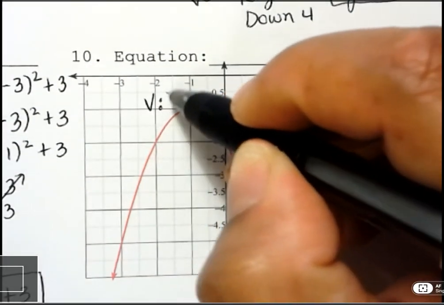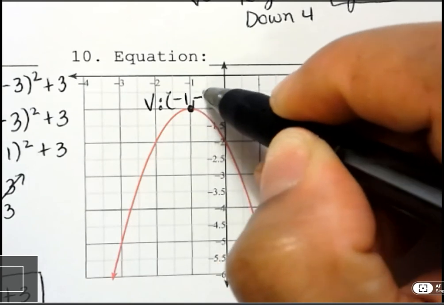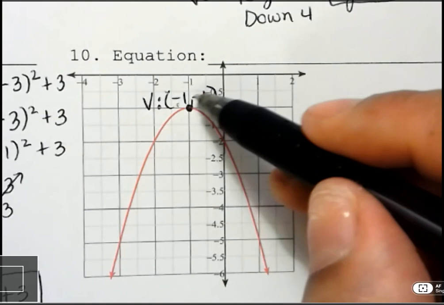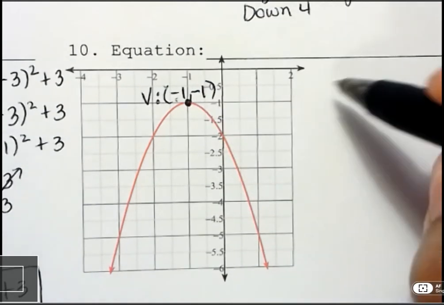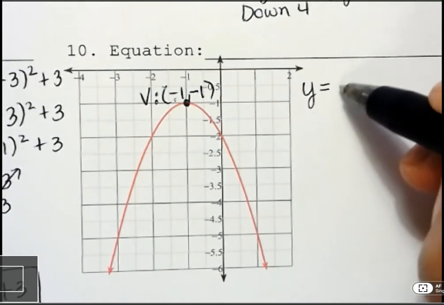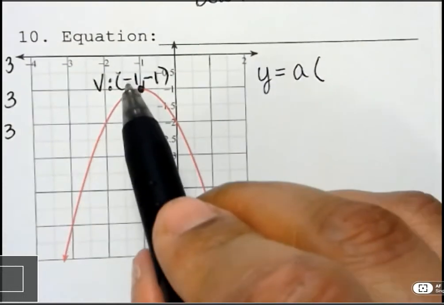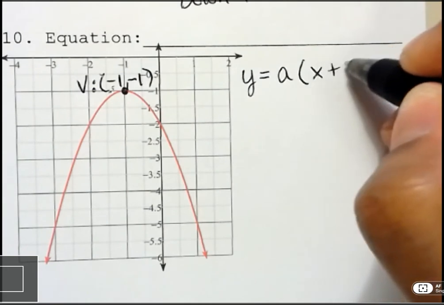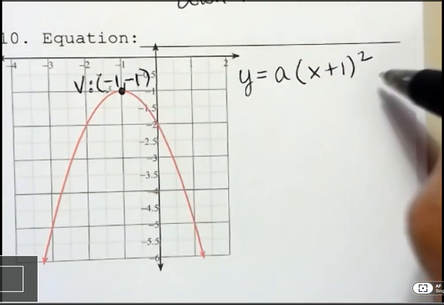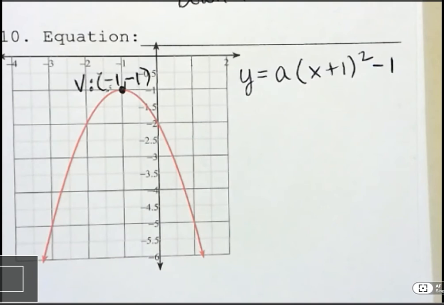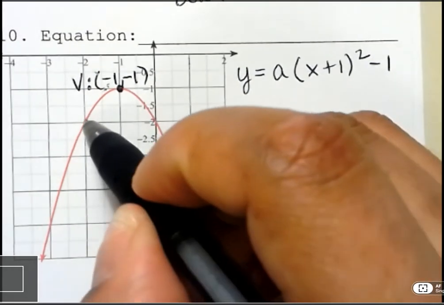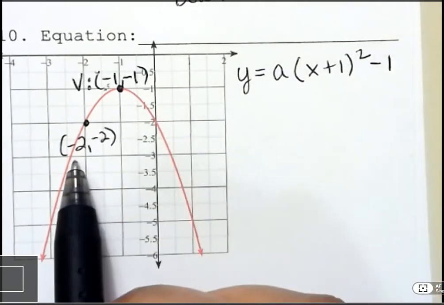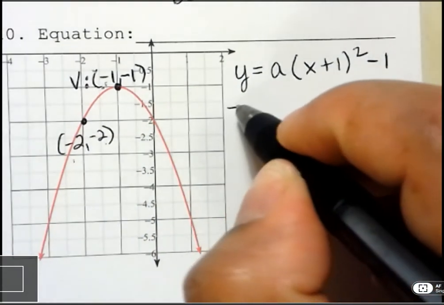One more time. Alright, the vertex is (-1, -1). So that means it moved to the left 1 unit and it went down 1 unit. This is a negative 1, so when we put it in, it's going to be a positive 1. The k stays, so it's still a negative 1. Next, you go and you find another point. So I found this one, (-2, -2). X is -2, y is -2.